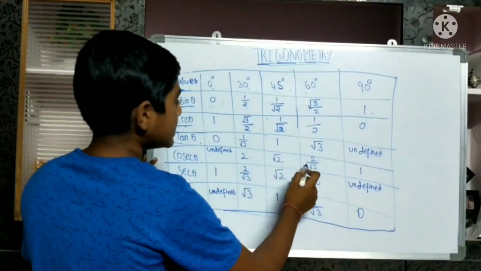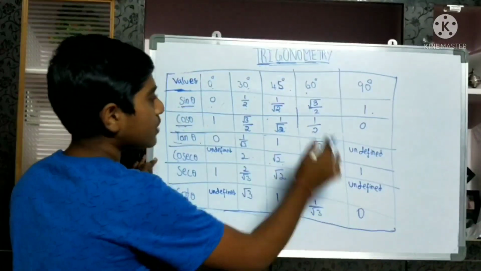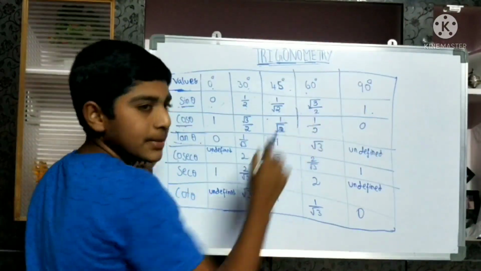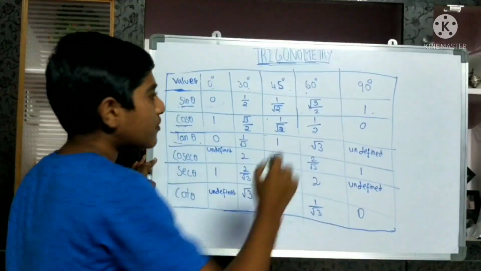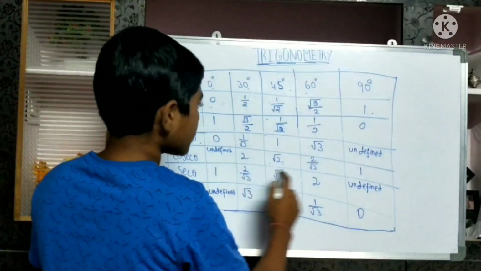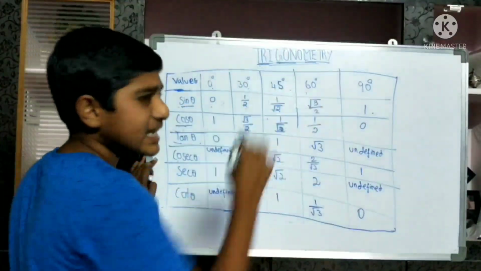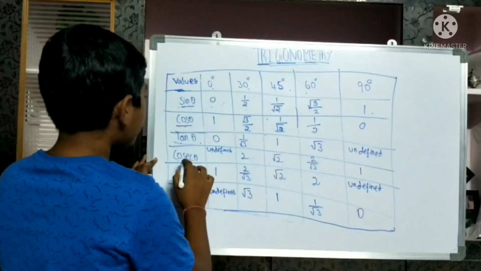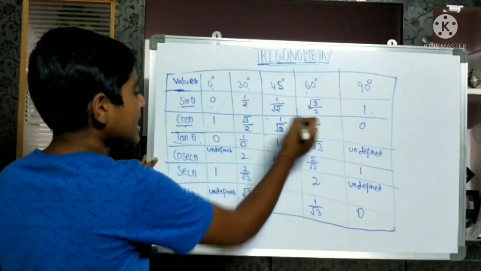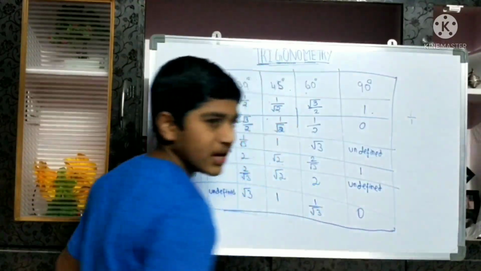And cosec 60 degrees is 2 by root 3. It is the reciprocal for sin 60 degrees. That means root 3 by 2. The reciprocal for root 3 by 2 is 2 by root 3. And next, cosec 90 degrees. So here sin 90 degrees is 1. The reciprocal for sin 90 degrees is also 1 because it is equal to 1 by 1.